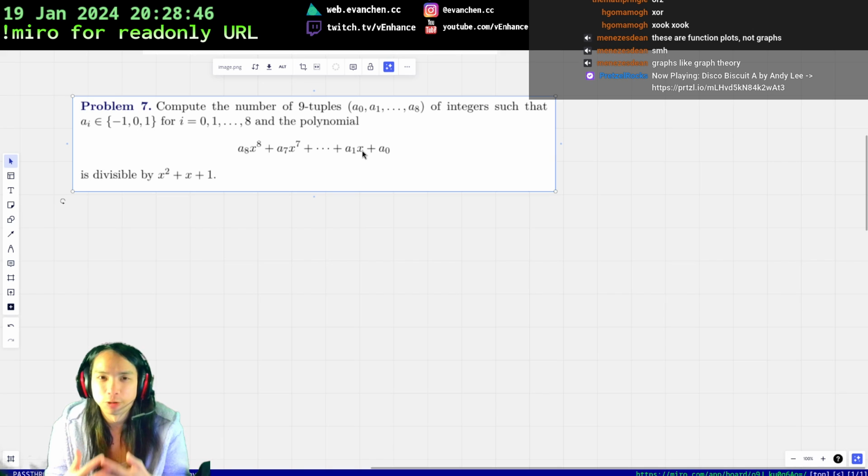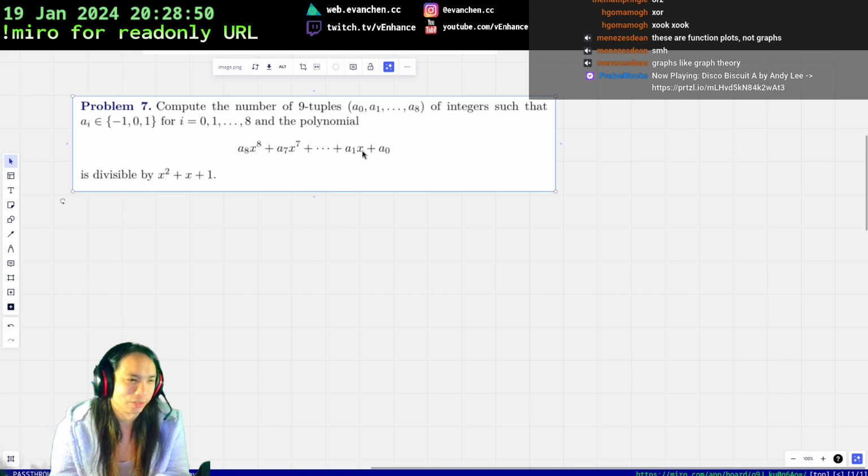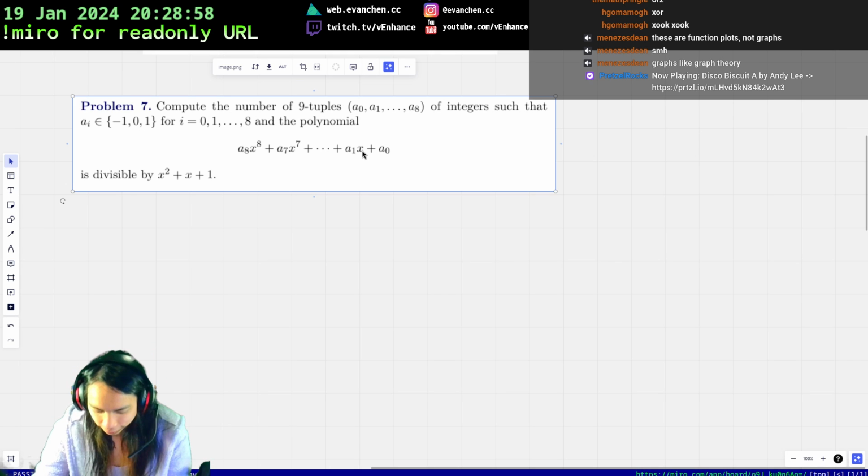Yeah, polynomial problem. Which, yeah, I was so surprised ChatGPT could do this one. I wasn't surprised ChatGPT could do problem 13 because it literally just brute forced all the n. But this one, it actually knew how to do the reduction. And let me show you what that reduction is.